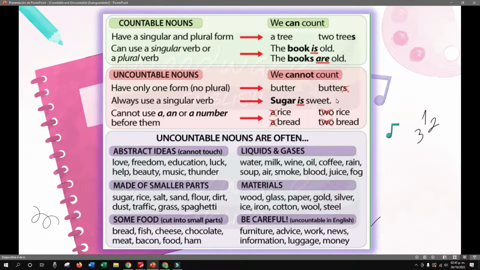Sugar is sweet. Sugar, that is an what? Uncountable noun. You cannot count sugar, right? You can say 1 sugar, 2 sugars. No, that is incorrect. So in this case, look, you need to use a singular verb, right? Is. El azúcar es dulce. You're talking about sugar in general, right? So, you cannot use a, an, or a number before them.